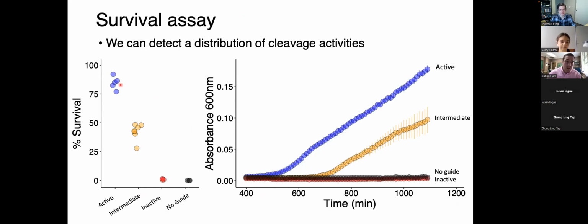On the left, it's similar to the plates one you saw before. One thing that you'll note is that you're seeing various percent survival. So it's not just on or just off. We see one here in the middle where we can detect intermediate activity.